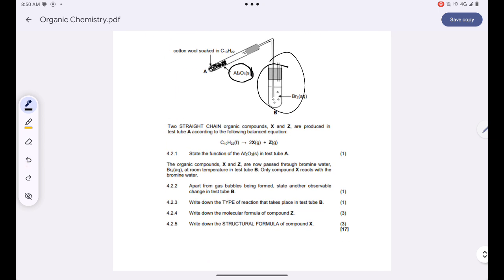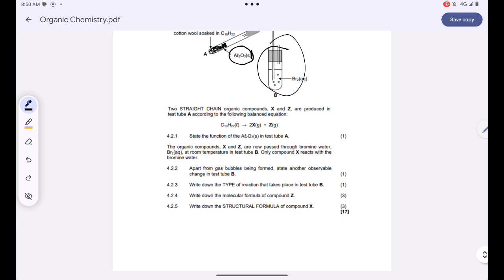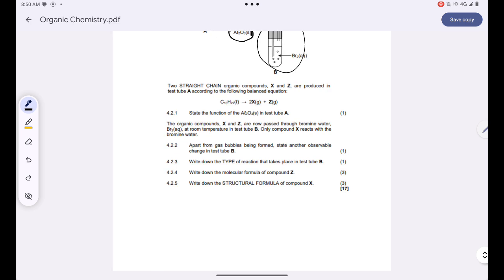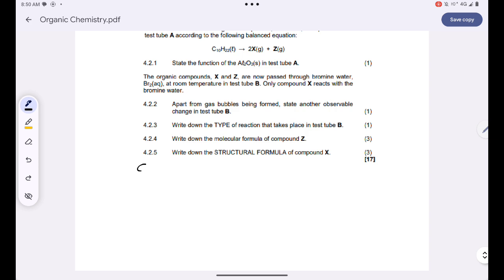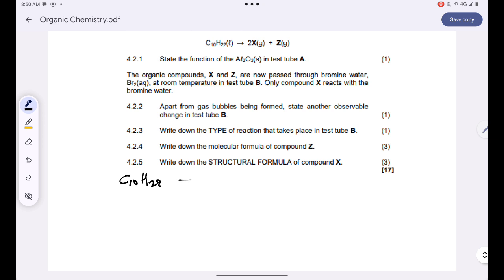Let's see what's in the question. Two straight chain organic compounds X and Z are produced in test tube A according to the following balanced equation. State the function of... Before I answer the questions, we are breaking down C10H22. We are forming, for cracking, guys.